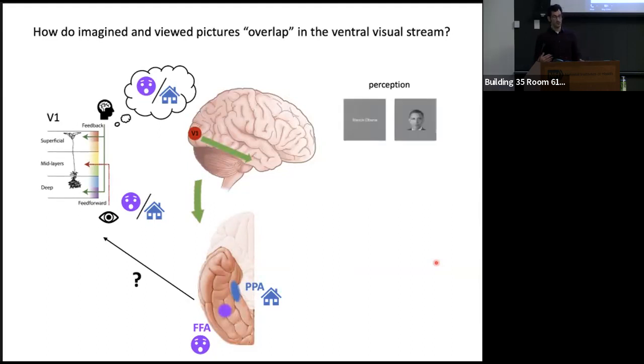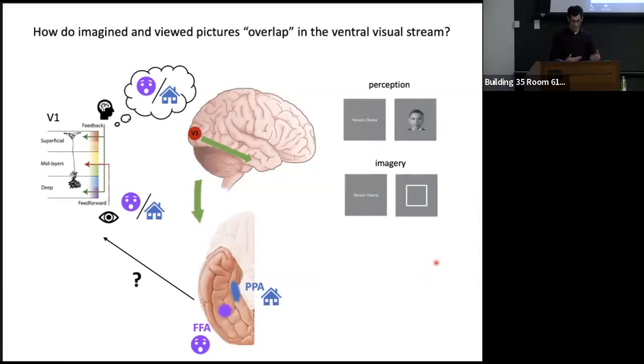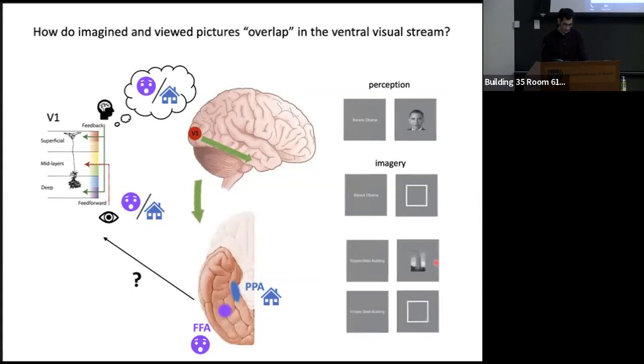We have a perception condition. They're looking at famous faces and famous places. So we have a perception condition where they'll see the name of a person, in this case, Barack Obama, immediately followed by a picture of him. And the other condition is an imagery condition where they will see the name Barack Obama, but now they'll just see a white empty picture frame, and they're asked to fill the picture frame with a portrait of this person. And we did the same thing for the places.